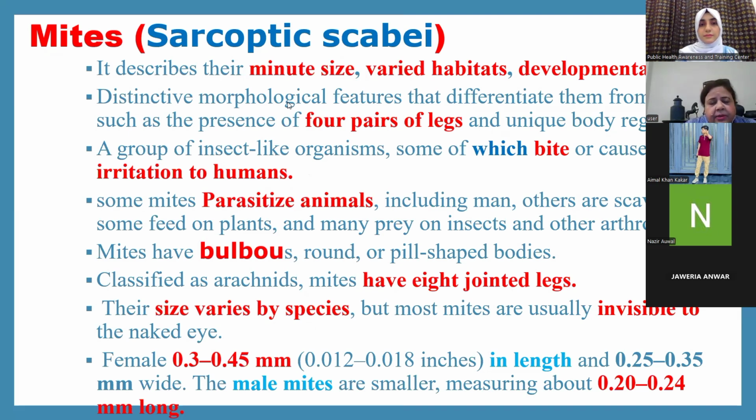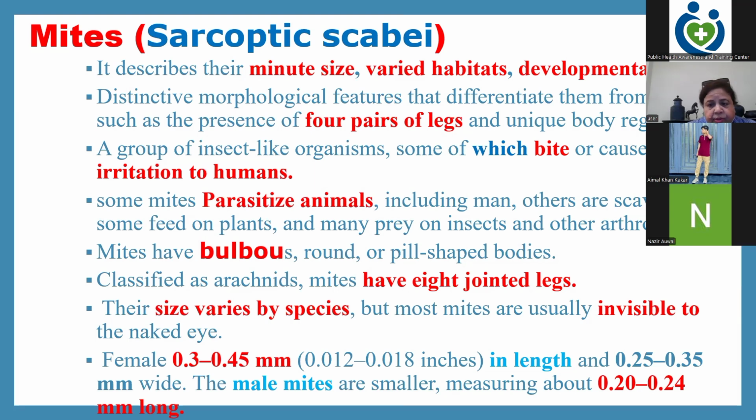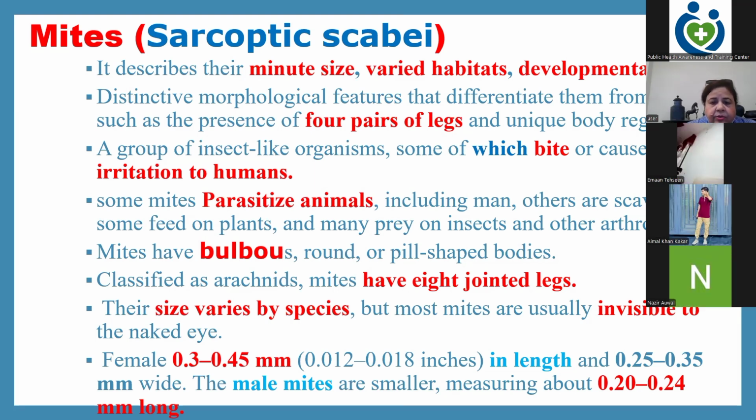I would like to tell you something about the mite Sarcoptes scabiei. Its size is very minute, with varied habitats and different developmental stages, and distinct morphological characteristics that differentiate it from other insects, such as the presence of four pairs of legs and unique body organs. Mites are a group of insect-like organisms, some of which bite or cause irritation to humans. Some mites parasitize animals, including man.